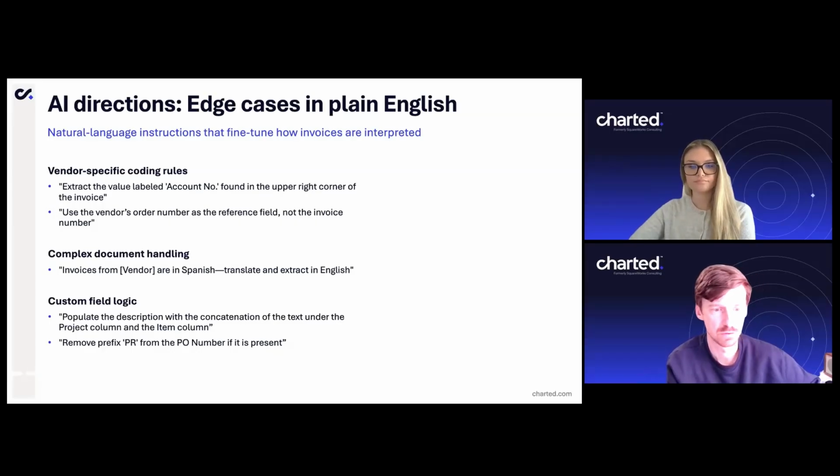If you could give additional context, something like, I need to extract the account number, and that's going to exist in the upper right-hand corner of the invoice, right? That's something that a user could probably pick up on. We can give that additional context to Invoice AI when it's extracting a particular invoice for a particular vendor so that it's able to do that task for you.